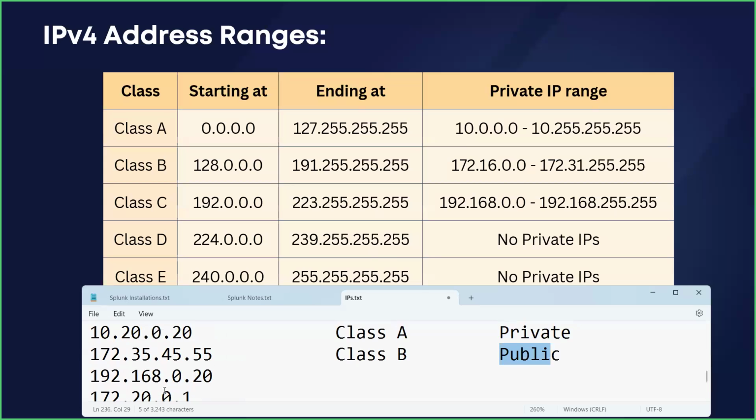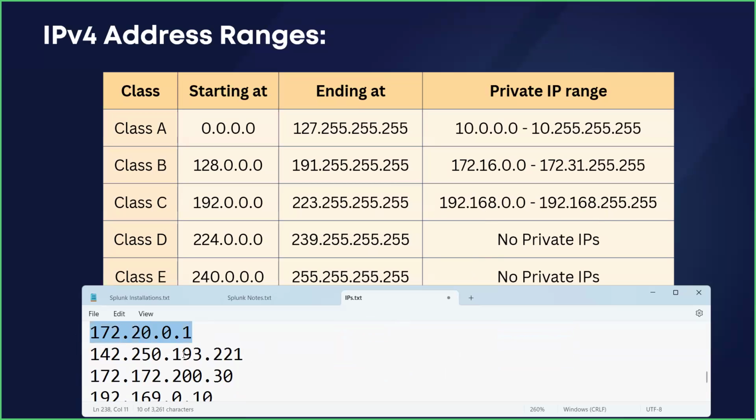Moving on. Next number, 192.168.0.20. Class C. Public or private? Yeah, so this is a private IP, guys. So if you notice, the first octet is 192, second octet is 168. These two are being matched with here. So therefore, that's a private IP.